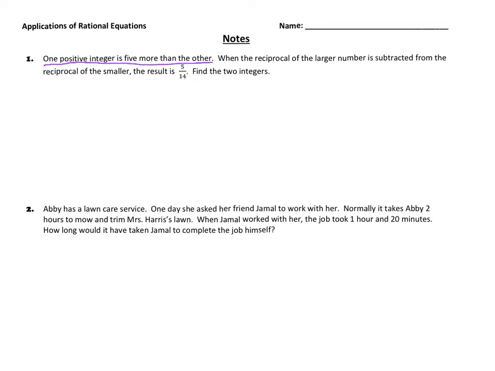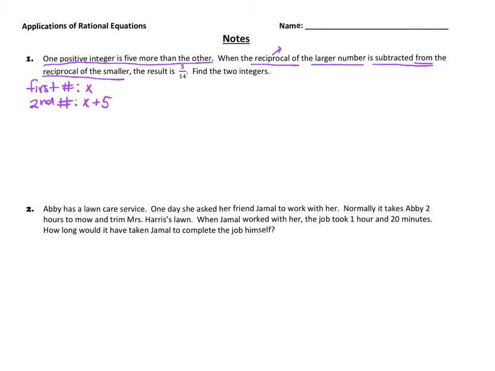So it says one positive integer is 5 more than the other. So just like when we did quadratics, I'm going to have my first number is x, and my second number is x plus 5. Now, I'm going to take the reciprocal of the larger number and subtract it from the reciprocal of the smaller. Okay, that's a lot of vocab.